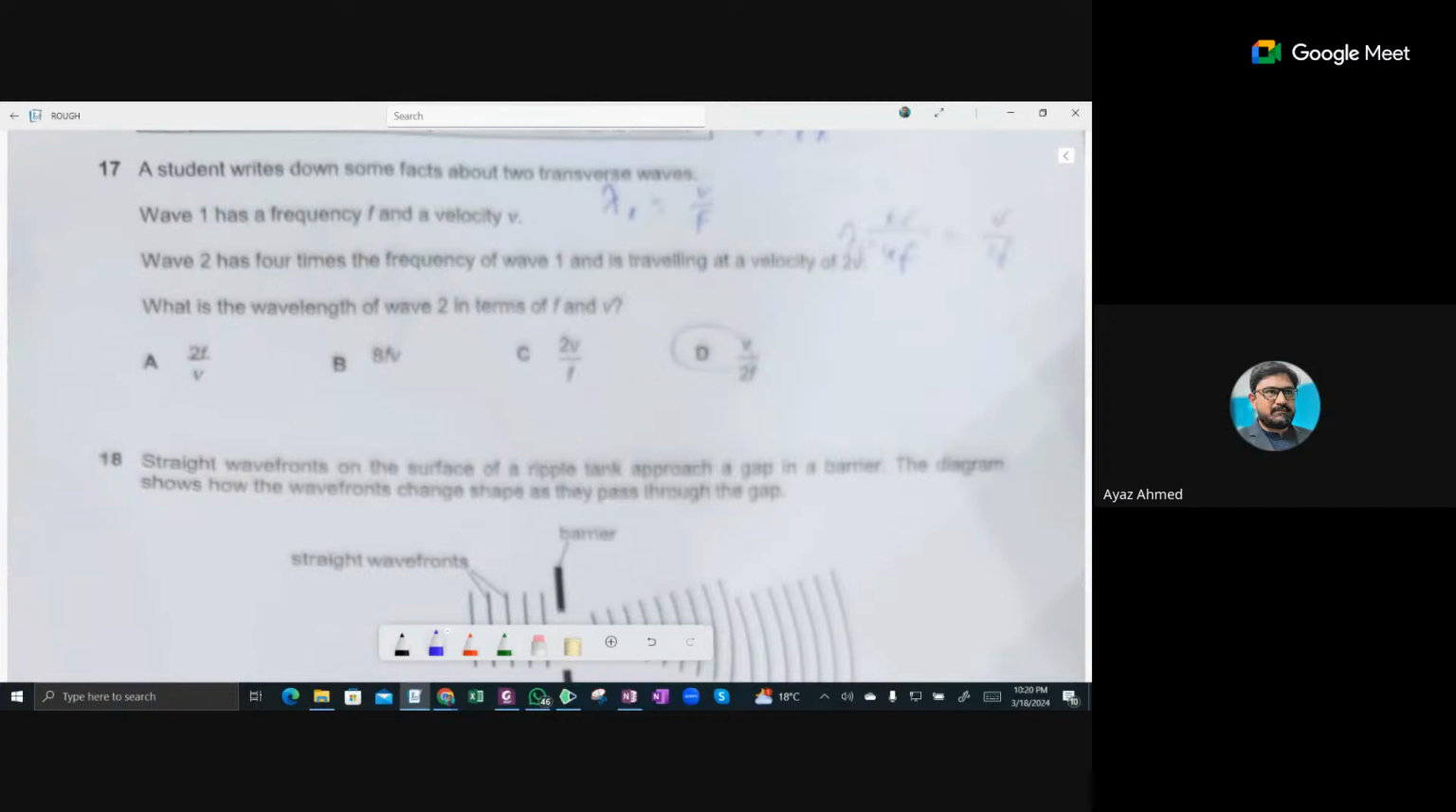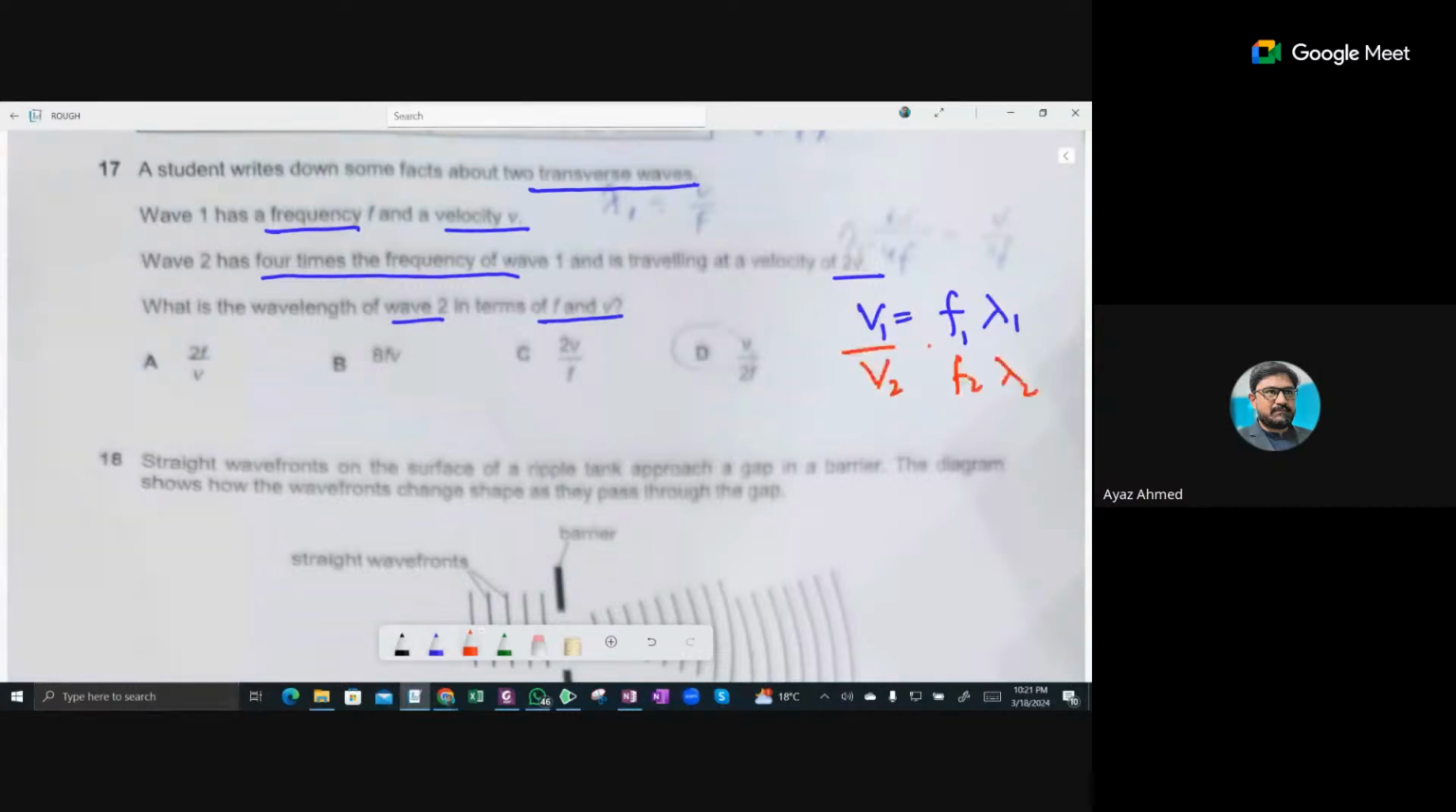The student writes down some facts about two transverse waves. Wave one has frequency f and velocity v. Wave two has 4 times the frequency of wave one and is traveling at a speed of 2v. What is the wavelength of wave 2 in terms of f and v? For this type of question, you can say v equals f lambda, right? So I can say that I have two sets of equations. Just write v1 = f1 lambda 1, and for set number 2, write v2 = f2 lambda 2.